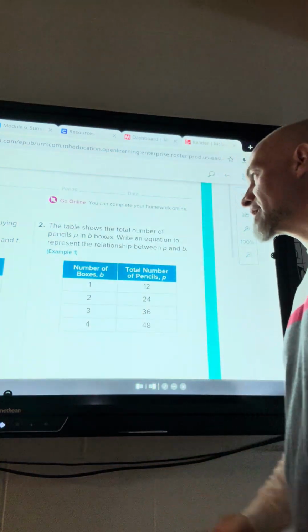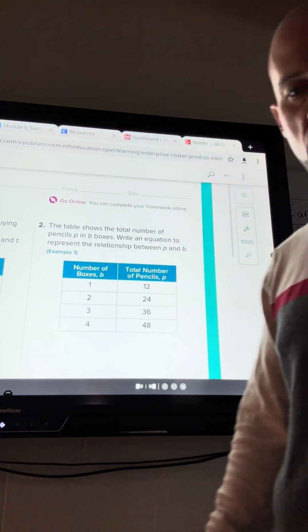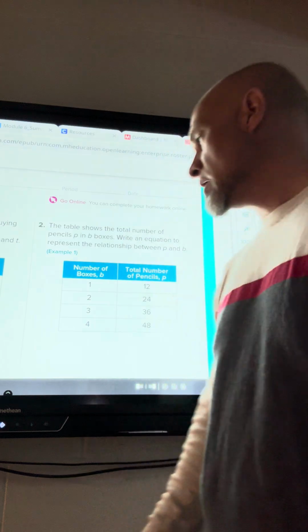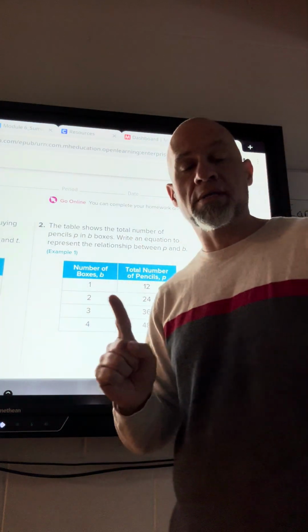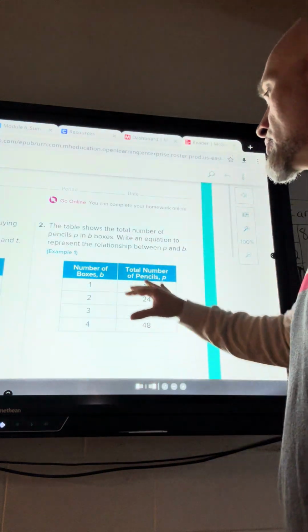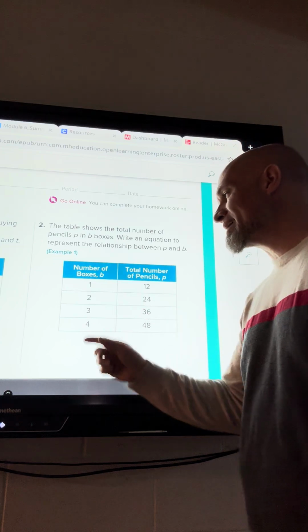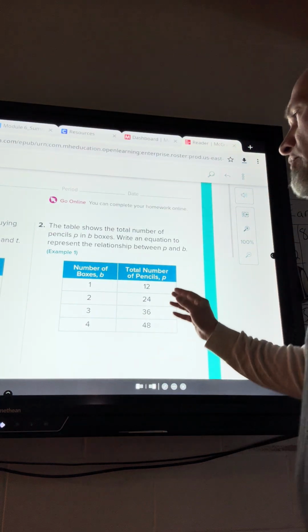Numbers 2, 4, 6, and 8 on pages 413 and 414. I believe those were the page numbers. First one, you have to write a one-step algebraic equation. So you're looking for the comparison of the number of boxes, which is B, to the total number of pencils.